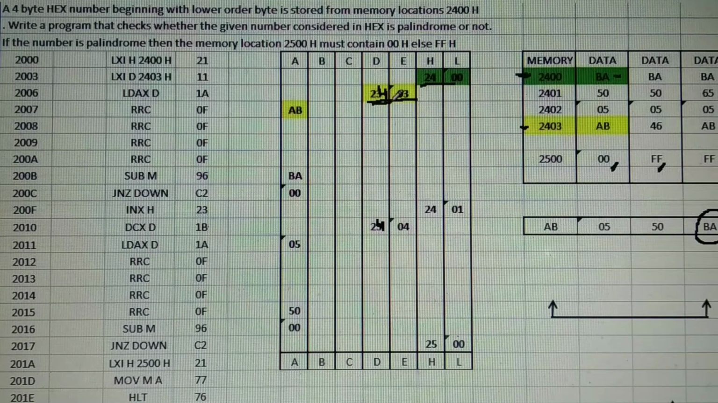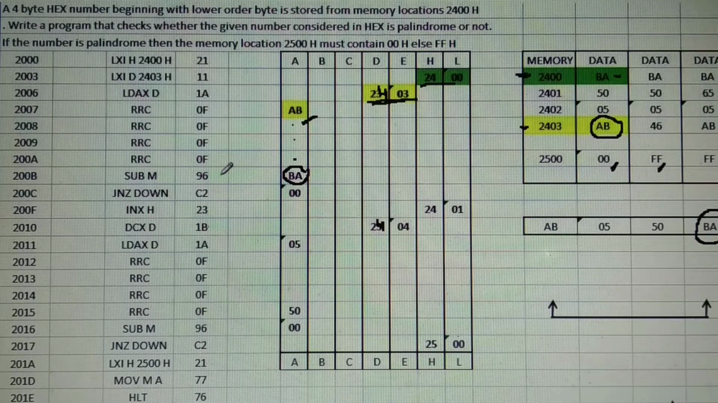LDAX D: DE gives the memory location, go to that memory location, bring the number to the accumulator. In the accumulator you will get the number AB. Perform 4 times RRC: 1, 2, 3, 4. At the 4th time, the digit position gets reversed. It becomes BA.